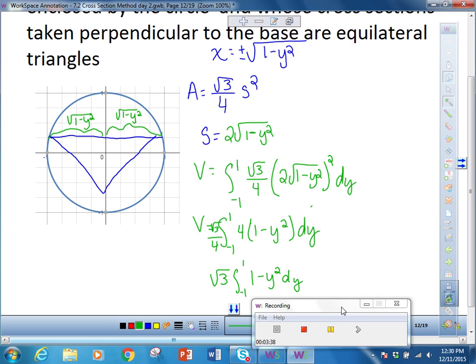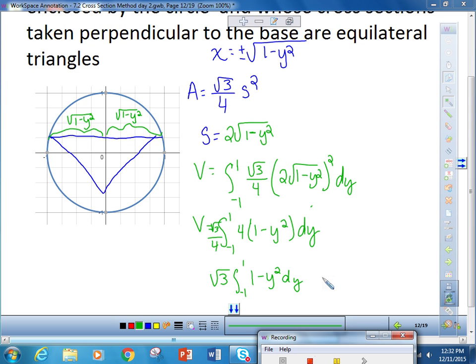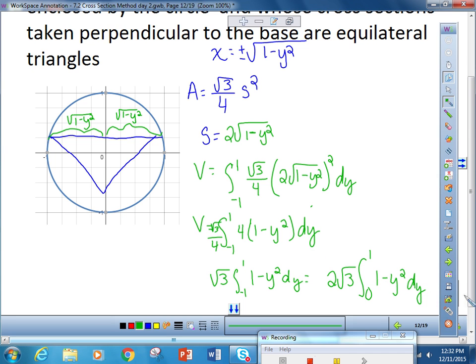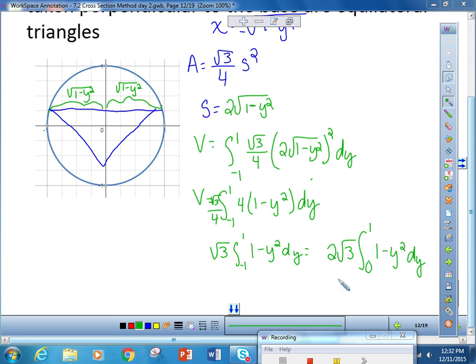Anything else we can use to make our life easier if we had to do this by hand? What else could we use to make our life easier? We can use symmetry because this is symmetrical, so I can do 2 radical 3, the integral from 0 to 1 of 1 minus y squared, dy. Okay? So that's a lot easier to integrate than what we started with. And your answer's in your notes, so what is the answer? 4 root 3 over 3. Okay? How are we doing?